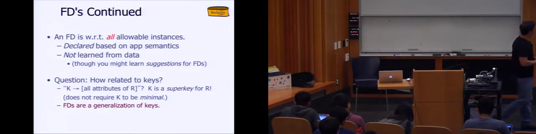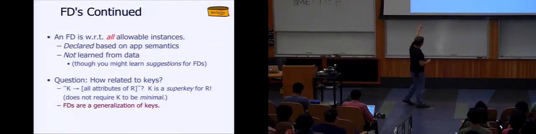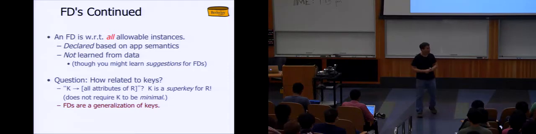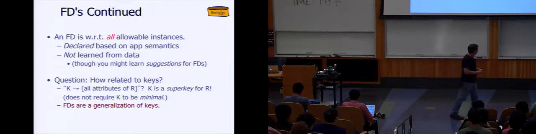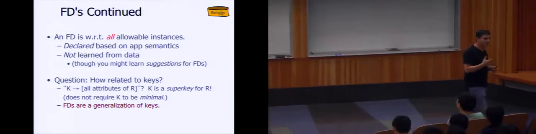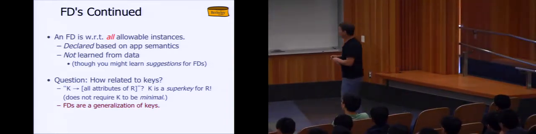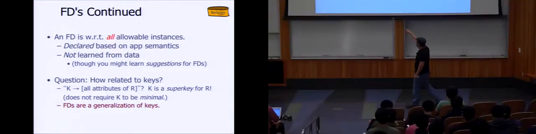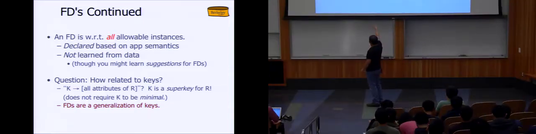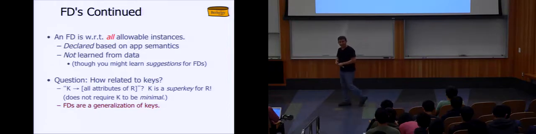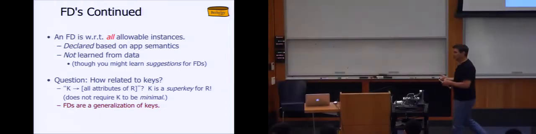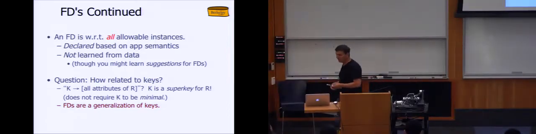So how is a functional dependency related to a key? Well, here's an example of a functional dependency. K, which is a set of attributes, determines all the attributes of its table, R, in which case K is a super key. All right, so key constraints are functional dependencies. Functional dependencies are a generalization of key constraints. You can write a key constraint as a functional dependency: some set of columns, K, determines all the columns in the table. So FDs are going to be a generalization of this idea we've had before of keys.